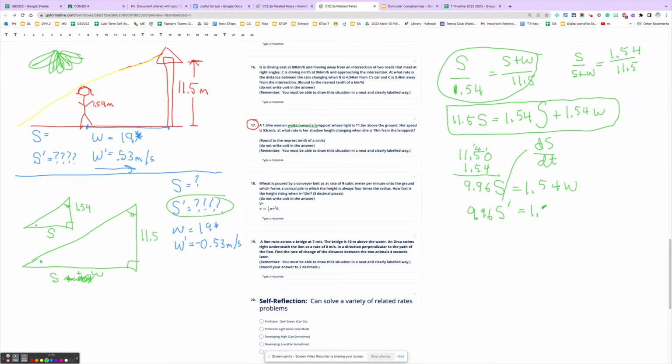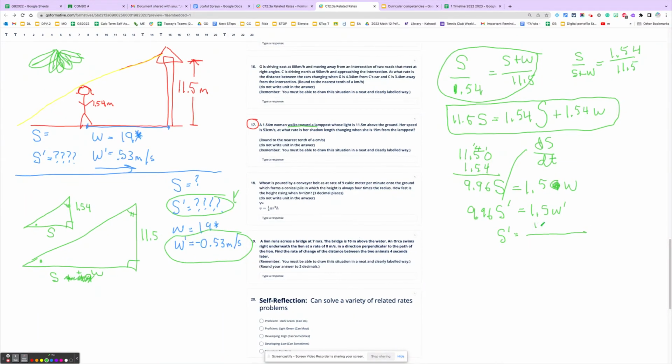Then we're going to have 1.5. That should not be a plus W, by the way. That should be 1.5W. And so then we're going to have 1.5W prime. We're trying to find S prime, and we know W prime, so I can solve this. S prime is going to equal 1.5 times negative 0.53 divided by 9.96. We're going to press equals, and that's how we answer this problem.